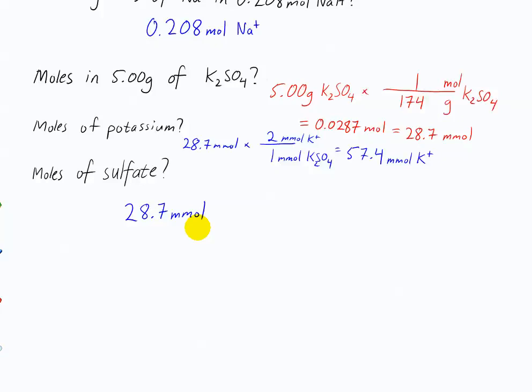Yes. So sulfate is SO4 2 minus. What if you asked how many moles of oxygen? If I asked how many moles of oxygen ions, what would you say? Or oxygen atoms? Times 4. Times 4, yeah. You have to have this number times 4.